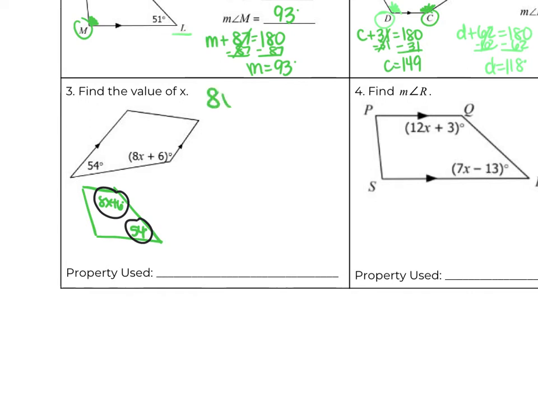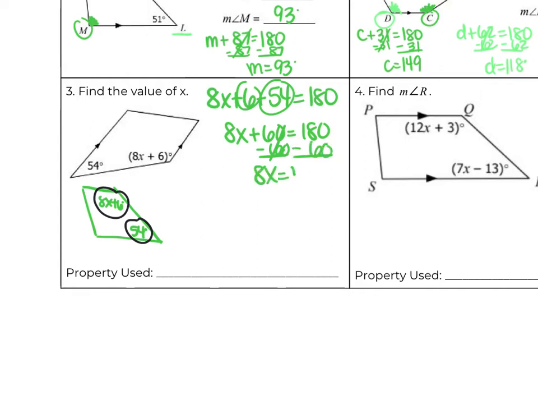So AX plus 6 plus 54 equals 180. Combine 6 and 54. We don't do the opposite here because they're just on the same side, so I'm just combining like terms. I would subtract 60.